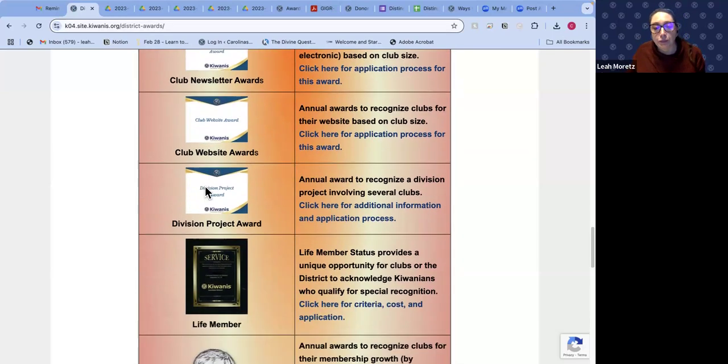And then we have a division project award. So if your division has done something altogether, we encourage you to submit that. I will say in the past, an award that we have chosen would be the Division 12's Dictionary Project Award, something along those lines, where you all get together to make a change in your division. It can be in a specific local area, or it can be spread out amongst all your clubs doing something targeted specifically for that town, but done by the division level.